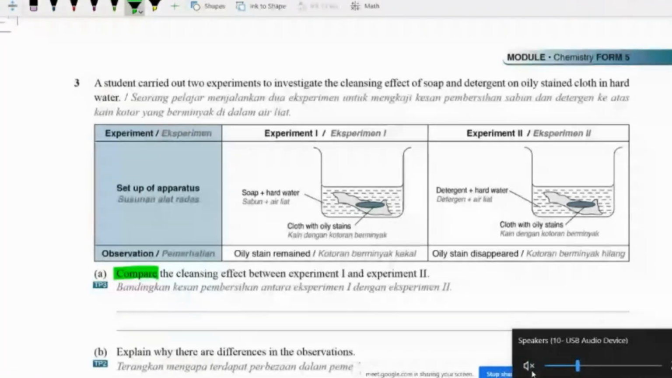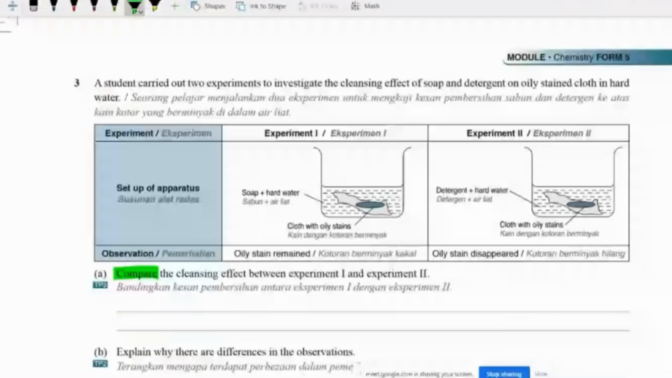Okay, class. So how are you going to compare the cleaning effect of experiment 1 and experiment 2, class? Which one is effective? Which one is not effective? You have to mention it. So this is how we compare.